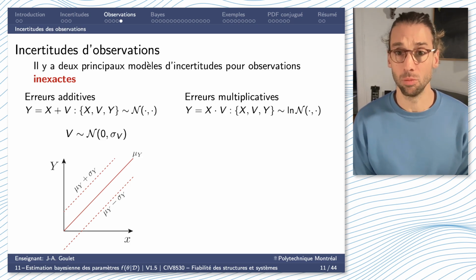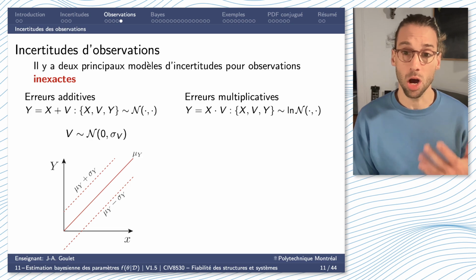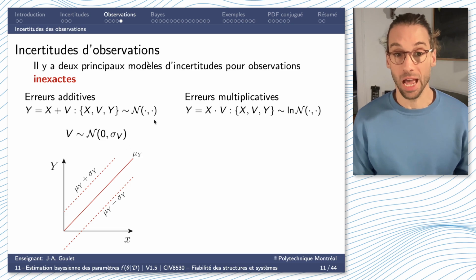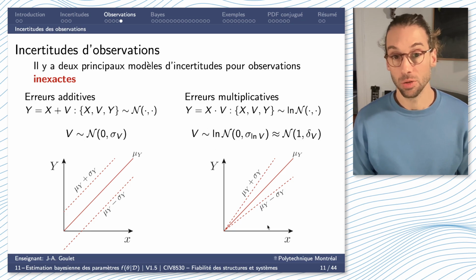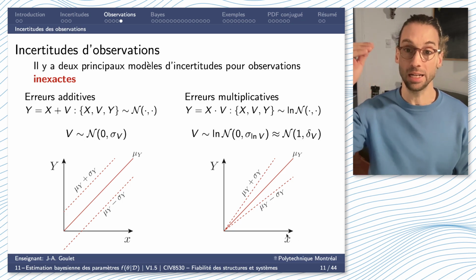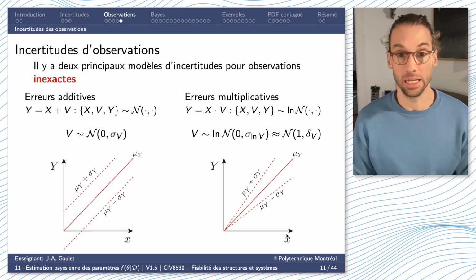The same thing applies for multiplicative observation errors. We're going to say y equals x times v. This is a convenient model when x and v are lognormal because y is going to be lognormal as well. Now what we have is an amount of uncertainty that depends upon the value of x. The higher x is, the higher the uncertainty is going to be.